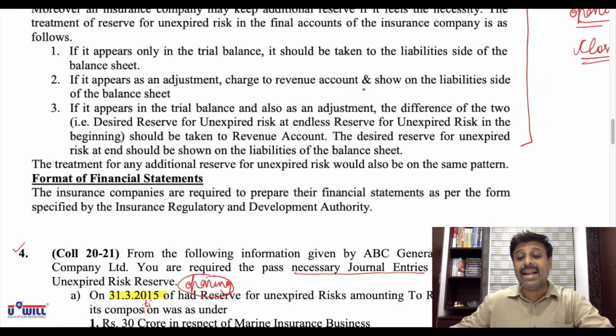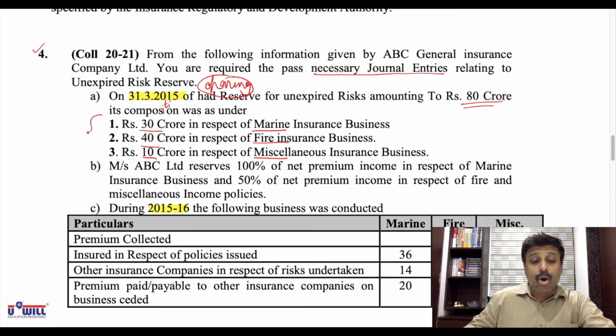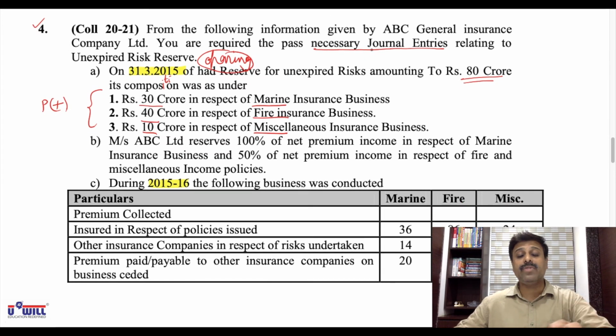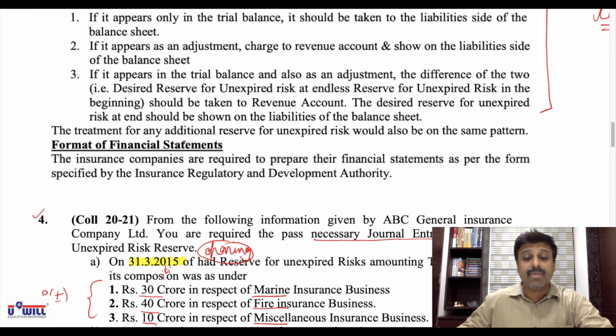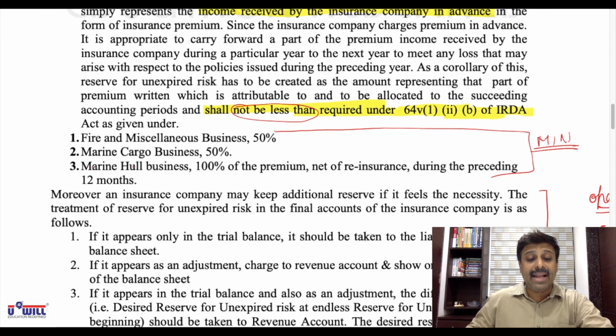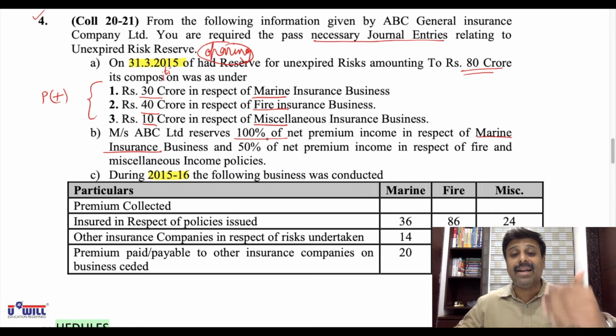Because it is opening, what did I discuss with you just now? What will we do? Plus. It belongs to the current year, so we will plus. All these amounts will be added in premium income because they belong to the current year. Next, Messrs ABC Limited reserves 100% of net premium in respect of marine insurance business. See, what did I tell you? In marine, if nothing is given, you always take it as hull business and take 100%. For other businesses, 50%. That is what they have mentioned here. Even if it was not mentioned, we would have taken 100% only.